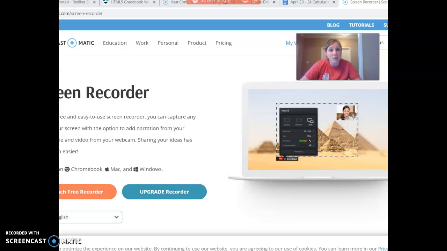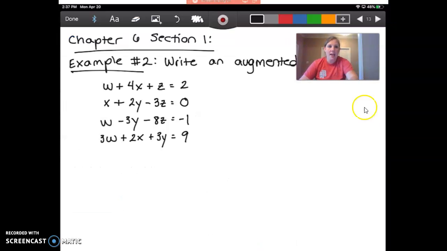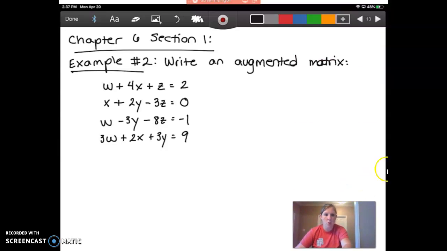The good news is we are done with trig for a minute, so you can actually enjoy some of this chapter. It'll be pretty easy and pretty straightforward, especially to begin with. So I'm going to begin by pulling up the lesson, and you're going to work with me on creating an augmented matrix.